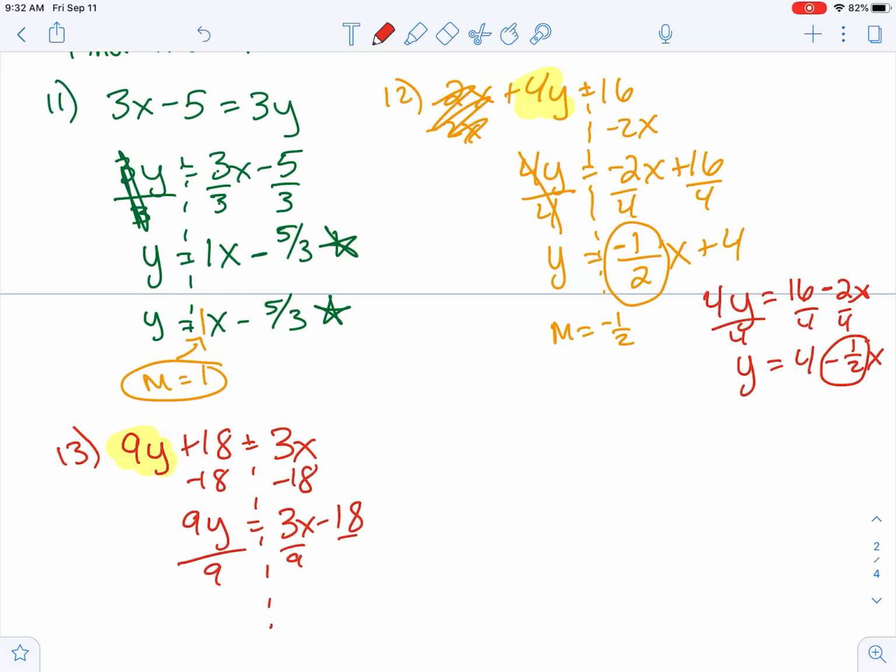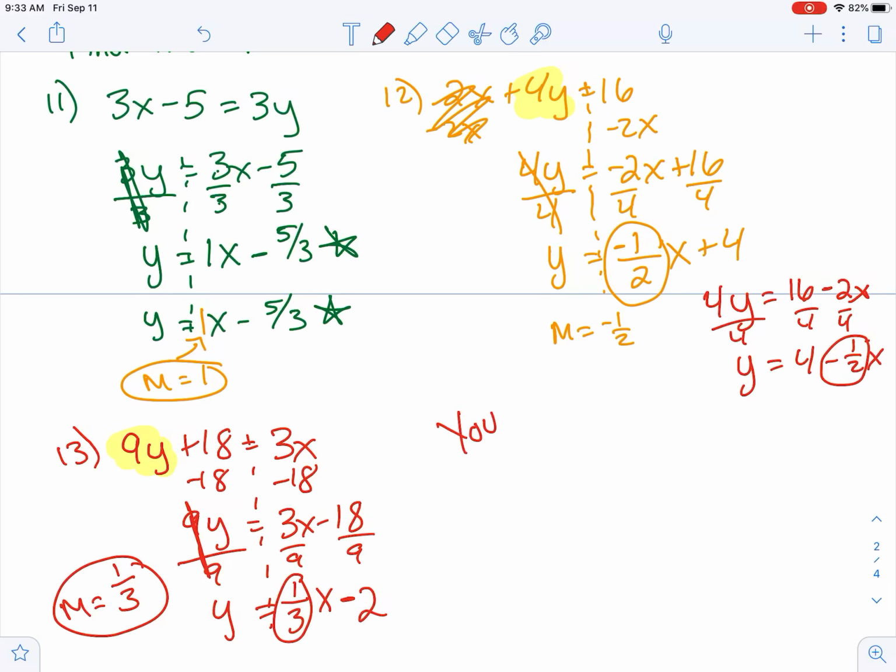I have 9 times y, so I'm going to divide each thing by 9 to get rid of that 9 on the y. That's gone. 3 divided by 9. Okay, so what goes into 3 and 9? 3. So 3 divided by 3 is 1. 9 divided by 3 is 3. Bring down my x. Negative 18 divided by 9 would be minus 2. So my slope would be 1/3.